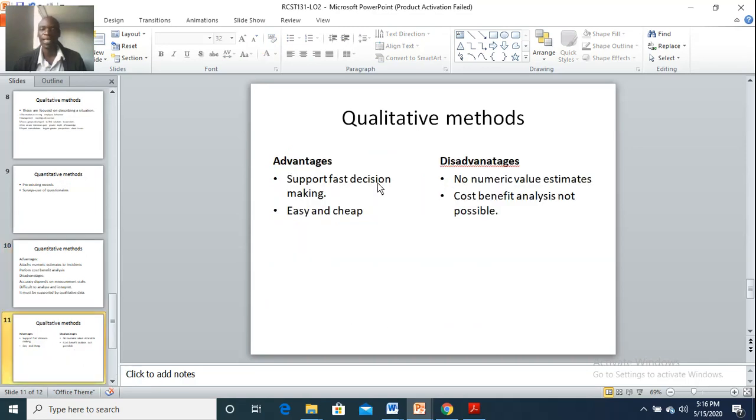So what are the advantages now of qualitative methods? Like I said, they don't attach figures, but they support faster decision making. You can just ask someone rather than collecting data, processing it, producing the output, then making the decision. By asking, you know what the cause is, then you are told. So it supports decision making, and it's easy and cheap. However, no values are estimated there, so it doesn't support cost and benefit analysis.